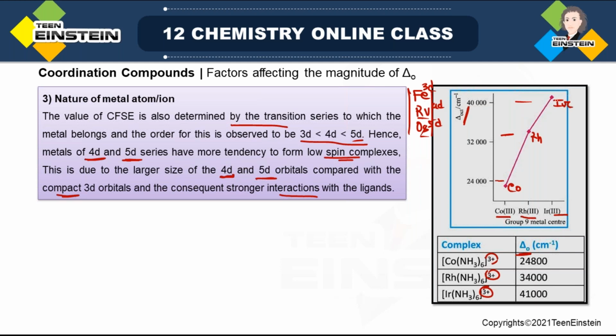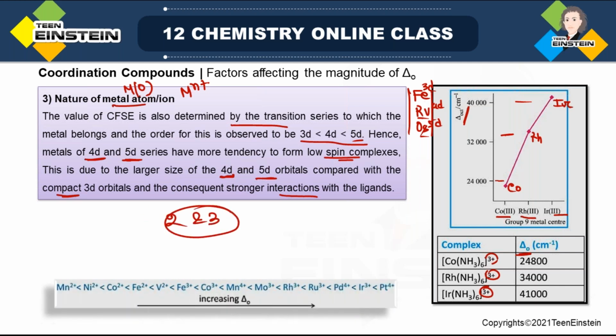So this is nature of metal atom or ion, because metal atom means when it is in 0 oxidation state, ion means when it is in n+ state. So under metal you have two factors that you have seen. One is the oxidation state of the metal, another one is which series the metal belongs to. Fine. Now if we combine these two factors, that is factor 2 and 3, if you combine both of these, you can get a new type of order, which you can see here.